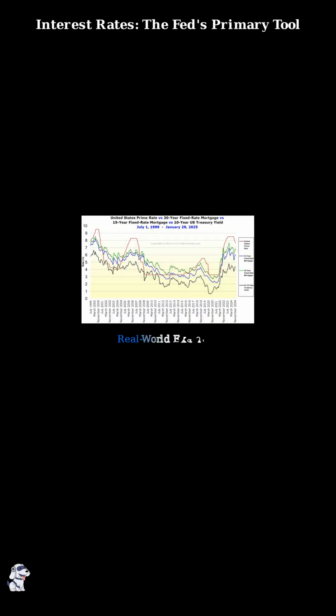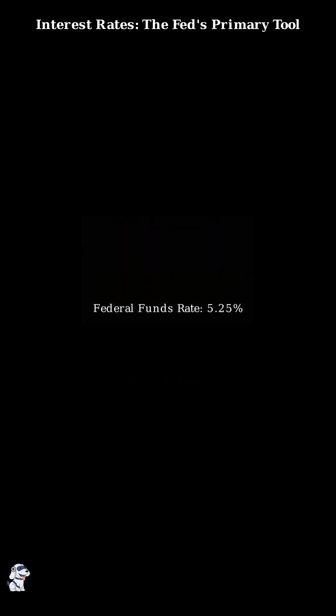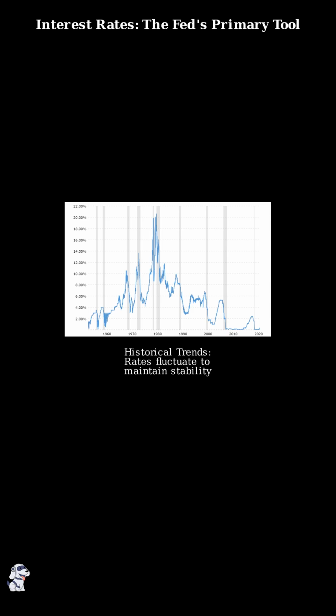For example, a mortgage rate drop from 7% to 5% saves about $200 per month on a $300,000 loan, encouraging more home buying and economic activity. Looking at historical data, interest rates have fluctuated over decades, from highs in the 1980s to lows in recent years, always aiming to keep the economy balanced.